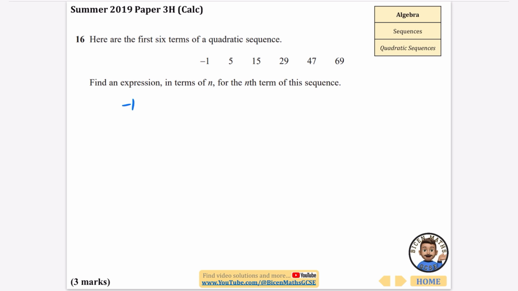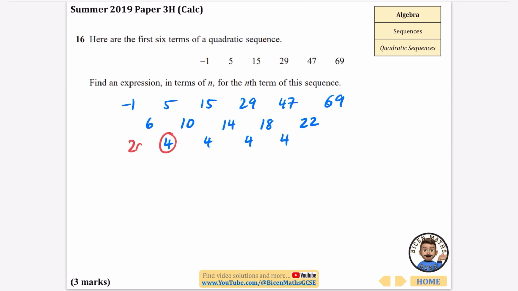So we've got our minus 1, 5, 15, 29, 47 and 69, and we're going to do the same process. The differences between these are 6, then 10, then 14, then 18, and then 22, and their differences are 4, 4, 4, and 4. So remember, this one here is what 2a is equal to. This one is 3a plus b, and this one is a plus b plus c, and that's to give us an squared plus bn plus c.